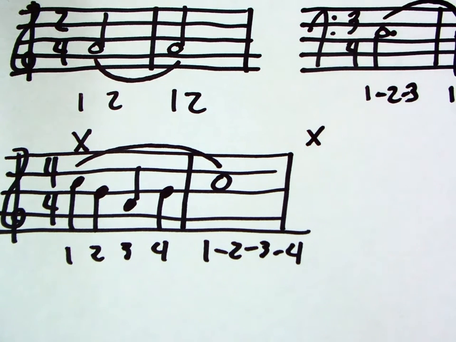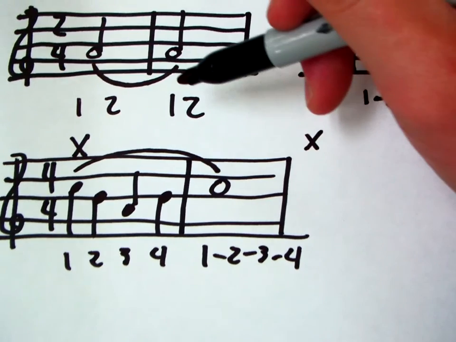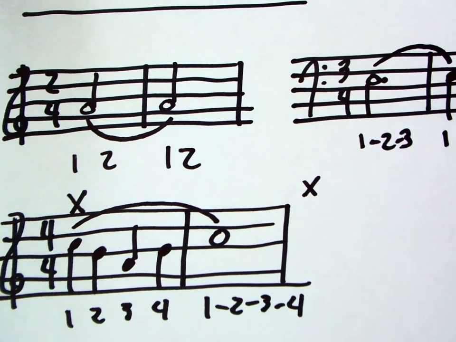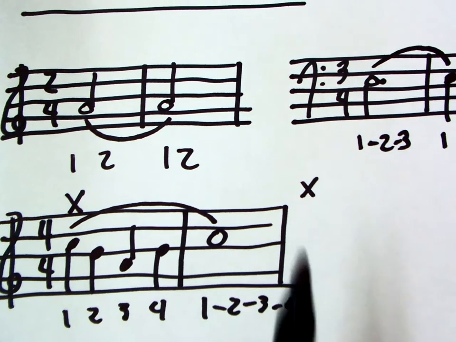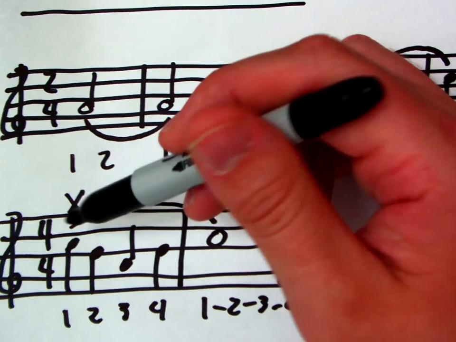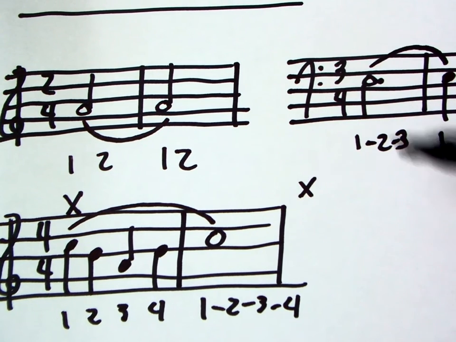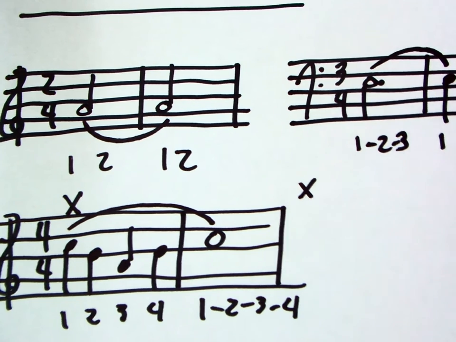All right, so we have ties which add the note values together. 2 plus 2 would be 4, or 3 plus 1 would be 4. And then a slur tells us when to articulate the notes, and it's always here at the beginning of the slur. And if we had another slur after that, then we would re-articulate and put an X there.